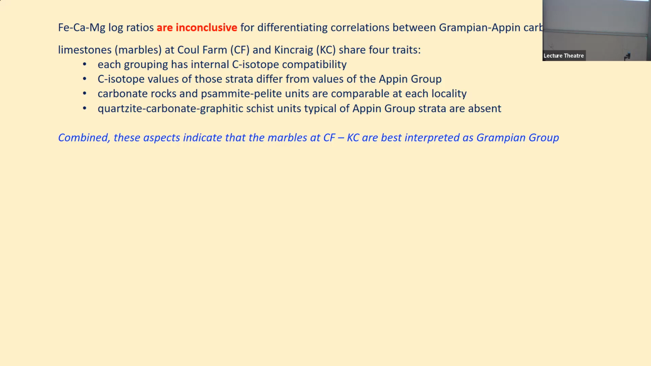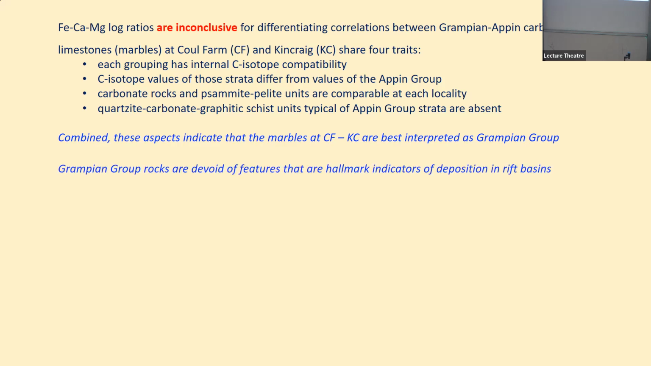And importantly, quite often the absence of evidence is as much of a key as what evidence is present. When you look at Cool Farm and Kincraig, that characteristic trinity of quartzite, carbonate and graphitic schists that mark a lot of the Appin group everywhere else in the Dalradian outcrop belt is not really present. So the conclusion is that the marbles at Cool Farm and Kincraig are best interpreted as Grampian group.